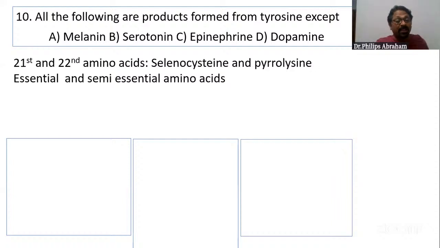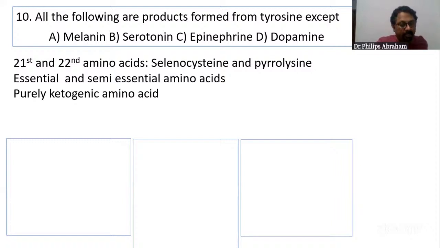And you should know another thing. So far, we knew 20 amino acids, but we have 2 more. The 21st amino acid is called selenocysteine, and the 22nd amino acid is called pyrrolysine. So add to your knowledge, this question can come. Most of the amino acids can synthesize glucose. Only one amino acid is purely ketogenic, that is leucine. That can be another question.